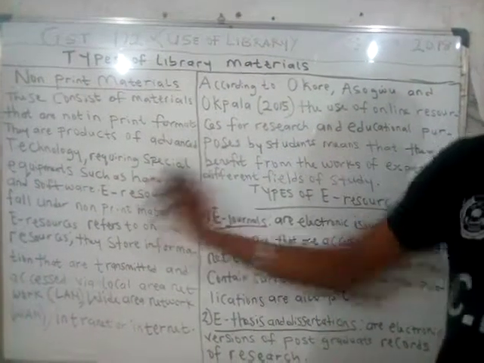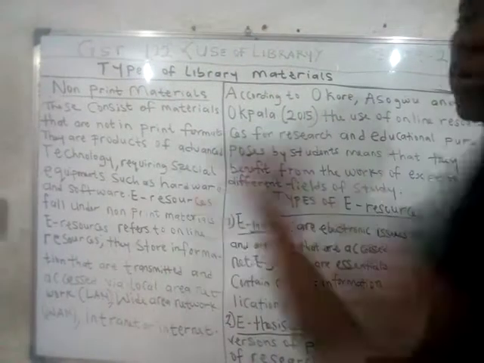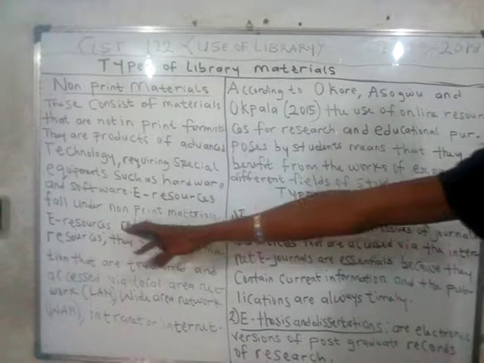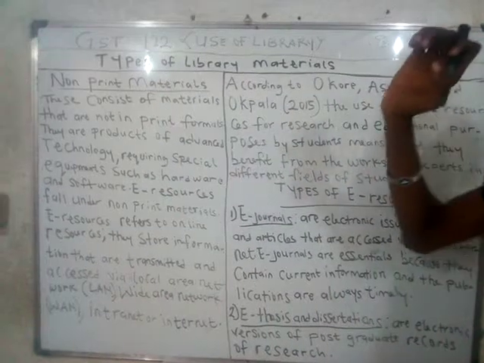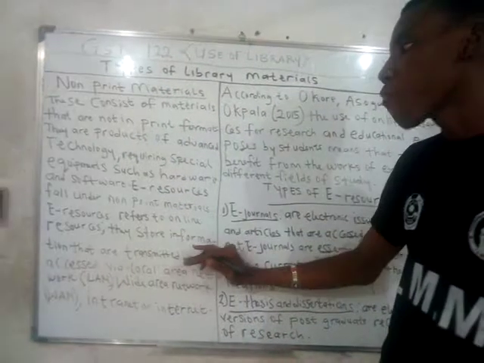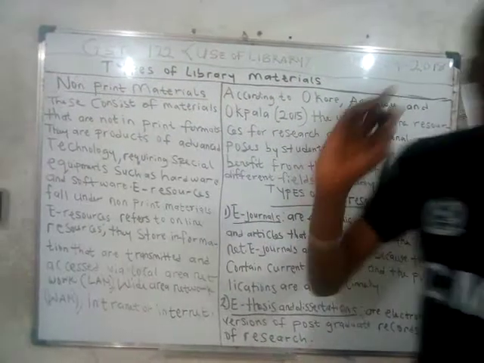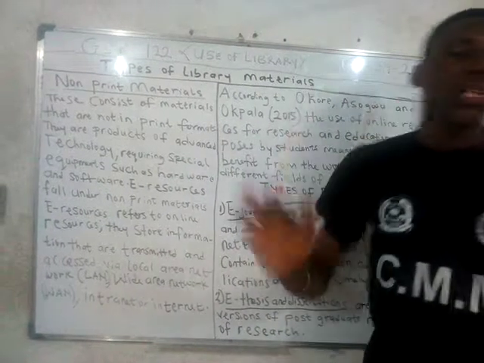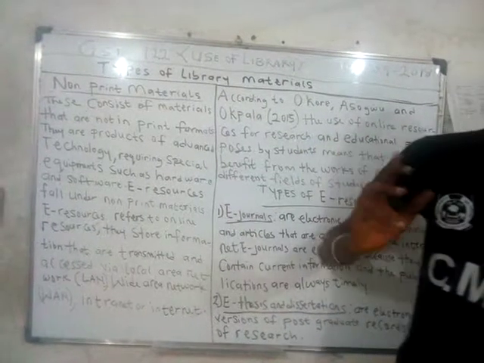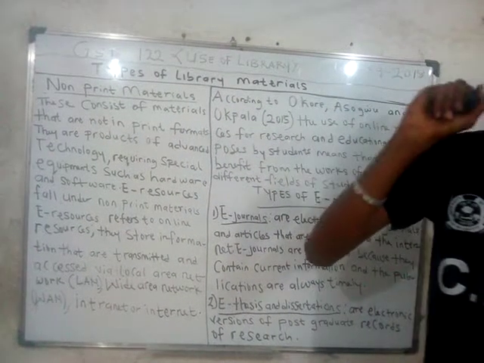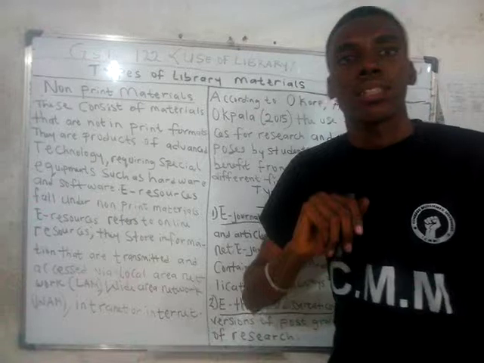Now, people want to ask, what is e-resources? The E here stands for electronic. So now, what are electronic resources? Now, electronic resources refer to online resources, not physical resources. Rather, they are online. And now, they store information that is transmitted and accessed via the local area network, popularly known as LAN, the wide area network, popularly known as WAN, the intranet, and the internet.